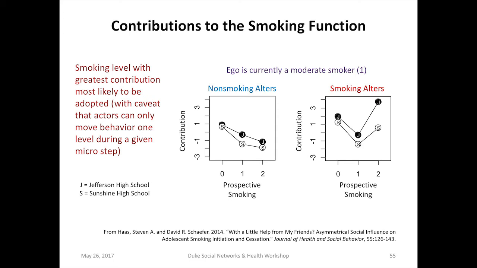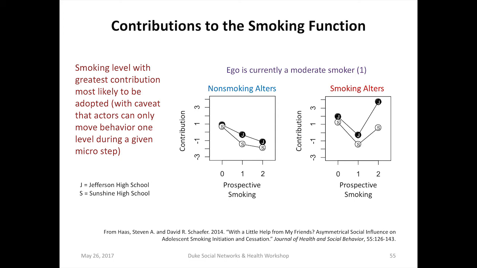Okay, now the same ego but whose alters smoke, we see a little bit different function, right? So ego's likelihood of staying at smoking level one is pretty low. That's pretty unattractive. They may drop, they may increase. In Jefferson, the school we were just looking at, it seems like there's a tendency to increase smoking. But in another school, Sunshine, there's a slight tendency to decrease there.